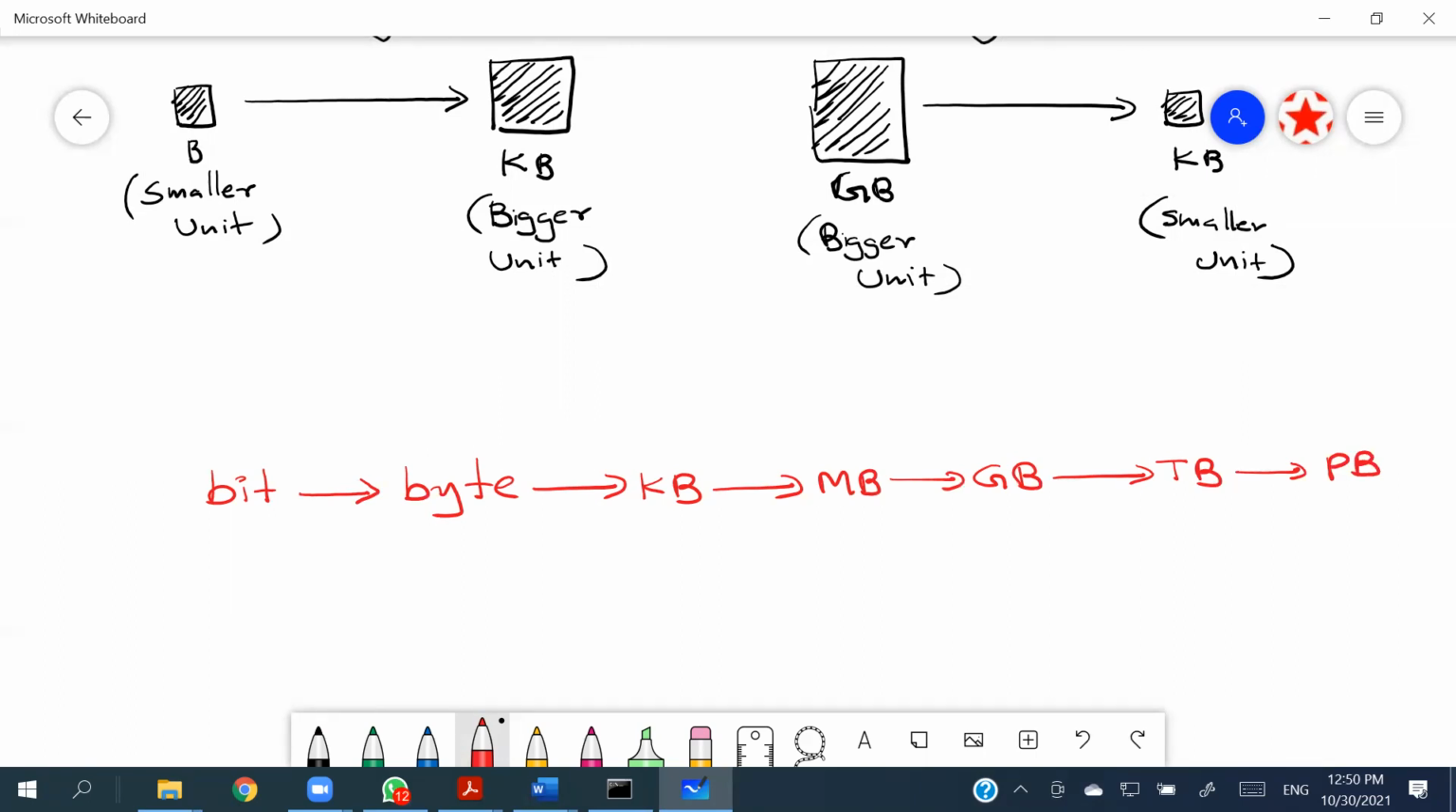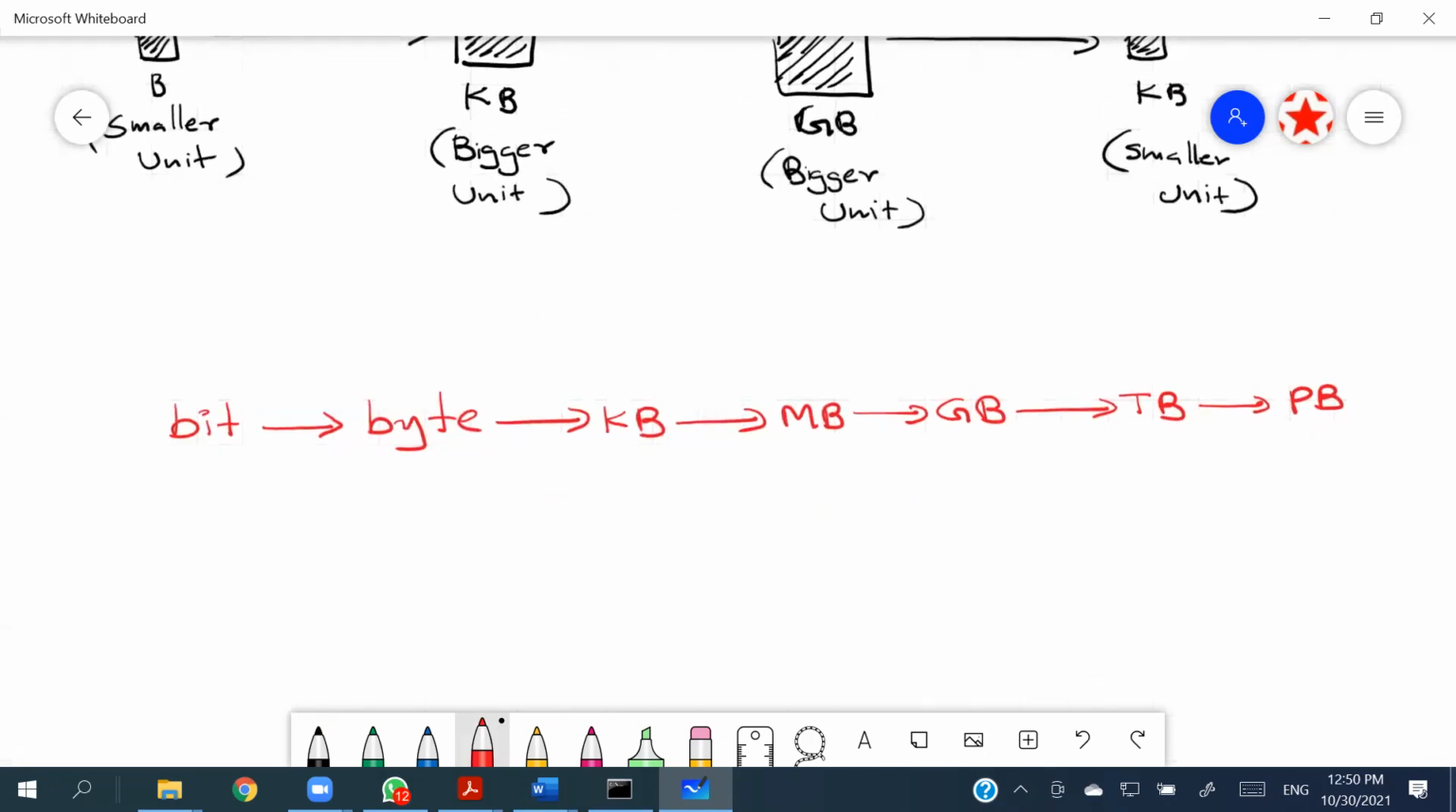When you are converting from a bigger unit to a smaller unit, you have to go step by step. If you are asked to go from petabyte to kilobyte, you cannot go straight away. You have to go petabyte to terabyte, terabyte to gigabyte, gigabyte to megabyte, and megabyte to kilobyte. So when you flow step by step in this direction, the bigger unit becomes a smaller one. You multiply by 2 to the power 10 for each step down.